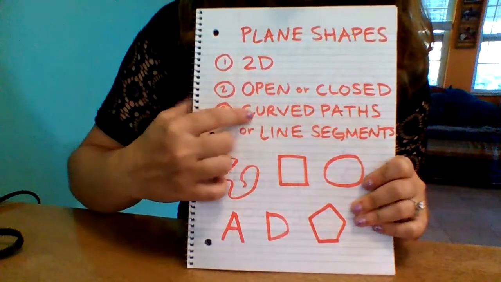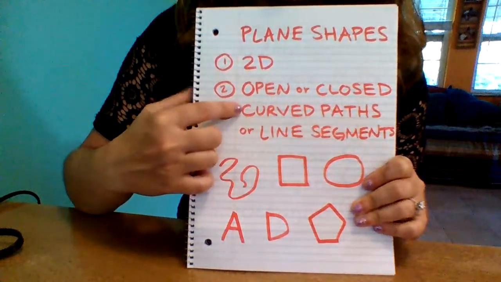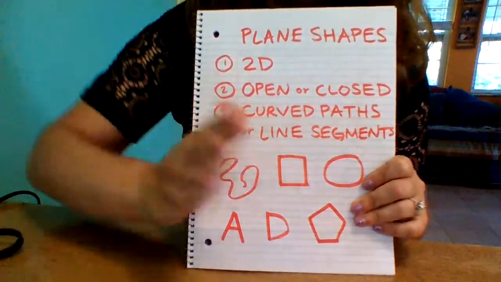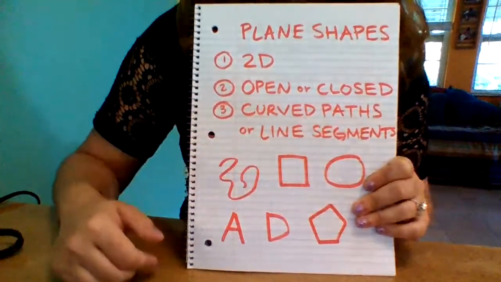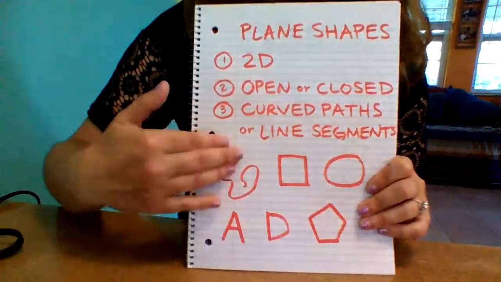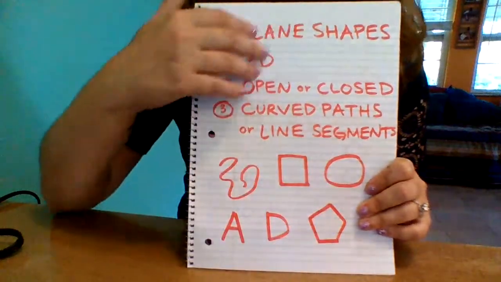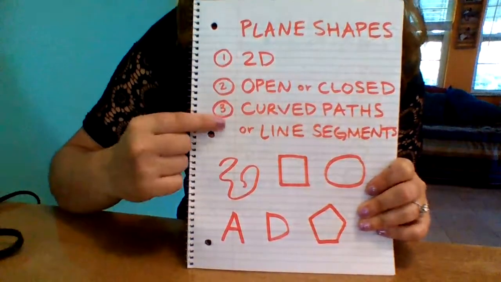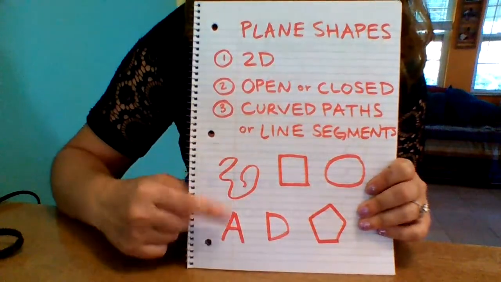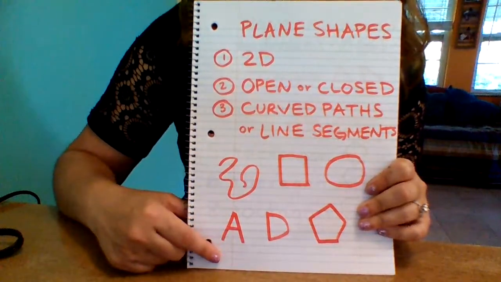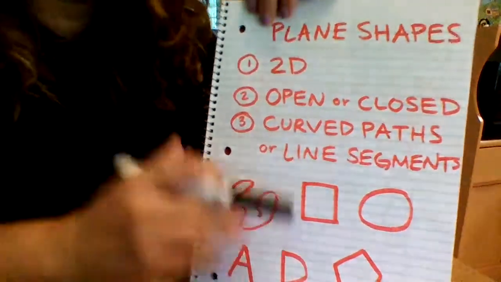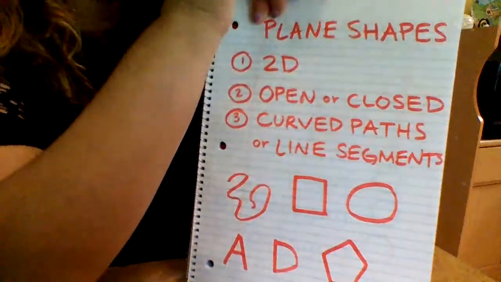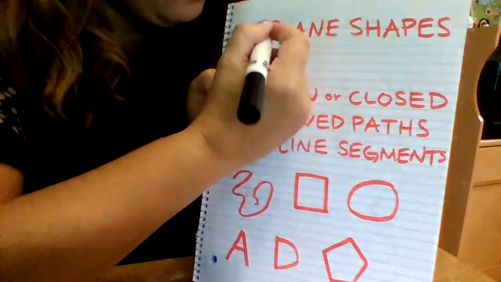You can have curved paths. You know what a curved path is, right? A curve is like a line that bends, okay? Or line segments, which are straight lines. So all of these shapes are plane shapes, right? This is the club anybody can get into, including stuff that we don't even think of as a shape, okay? And after we learned about plane shapes, we learned about, I said it was like a VIP club, okay?